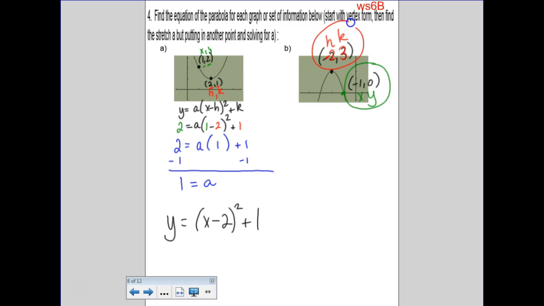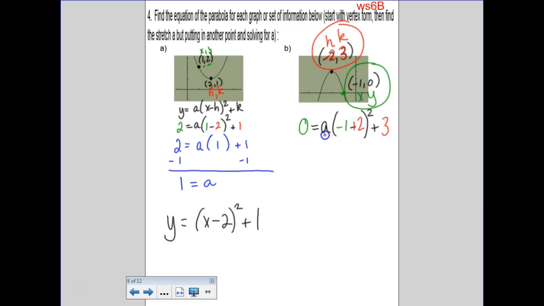Let's use those clues and let's plug in. Here we go. So who's the Y coordinate of the random point I gave you? The Y coordinate of the random point is 0, isn't it? 0 equals, I don't know A yet. Who's the X coordinate of the random point I gave you? That's -1. And then we're supposed to subtract the H. Who is H? It's -2, isn't it? So we're going to do that double slash thing. And then we're going to square that quantity. And then plus, who is K? 3.